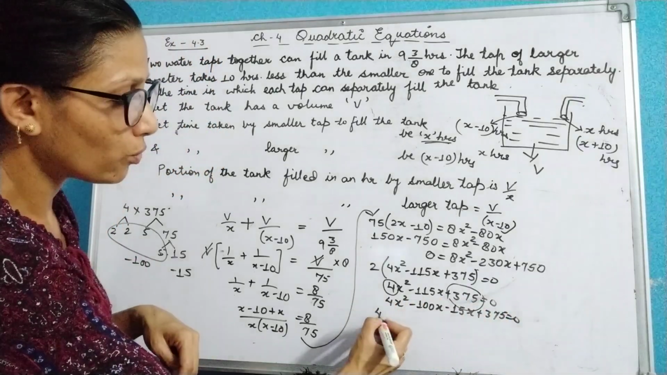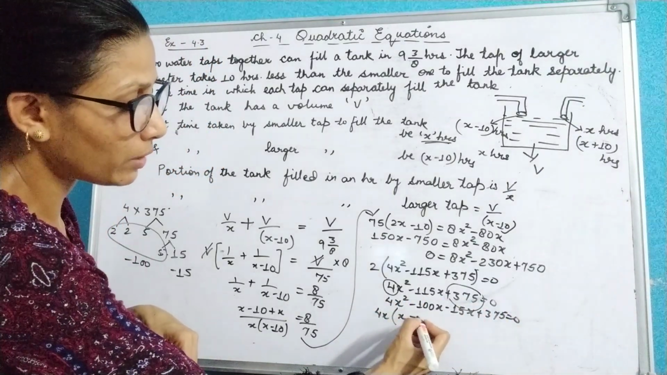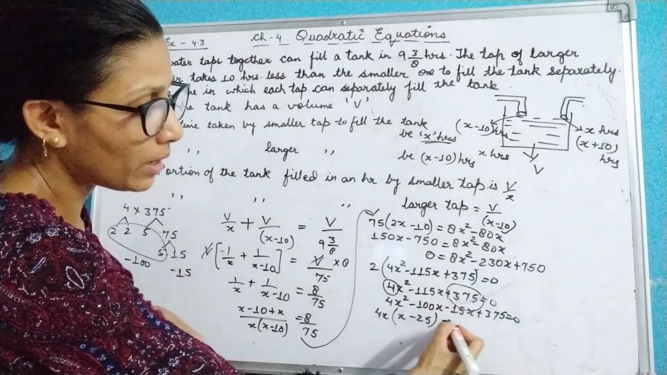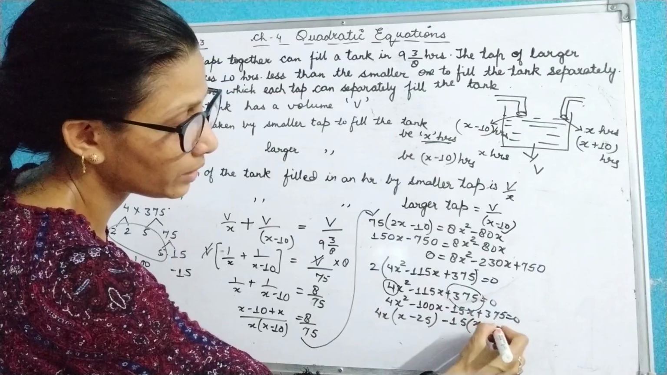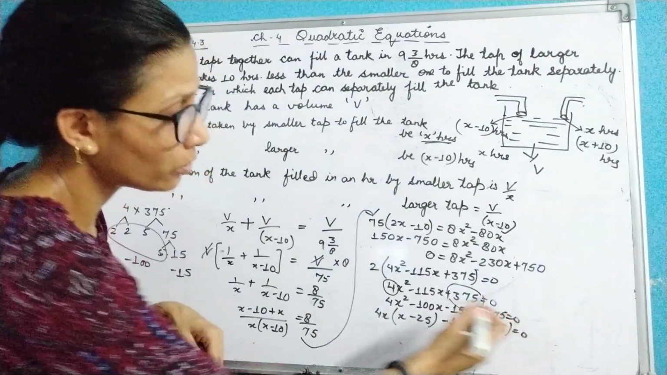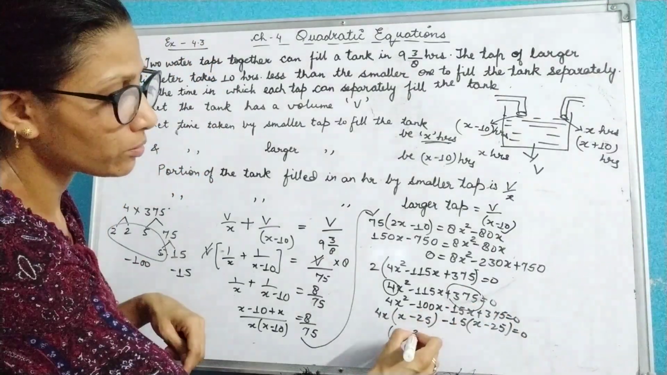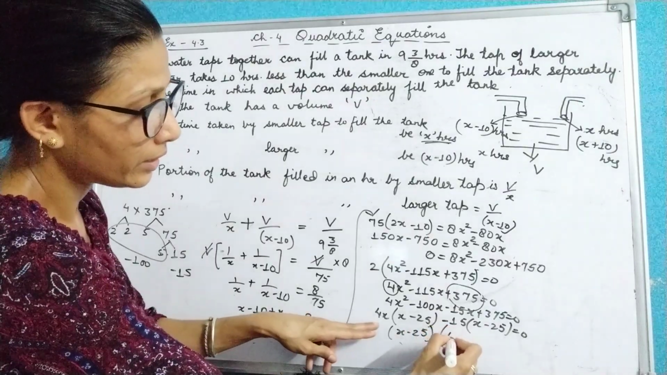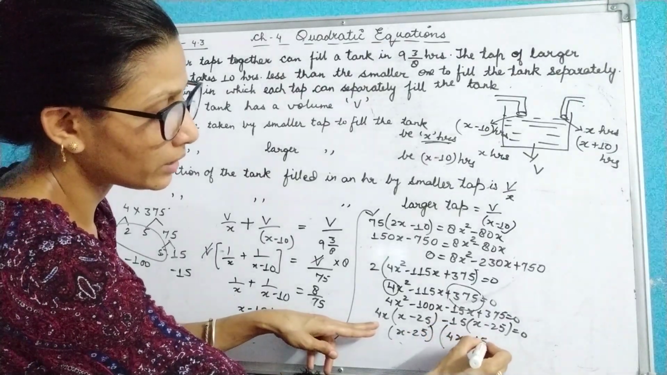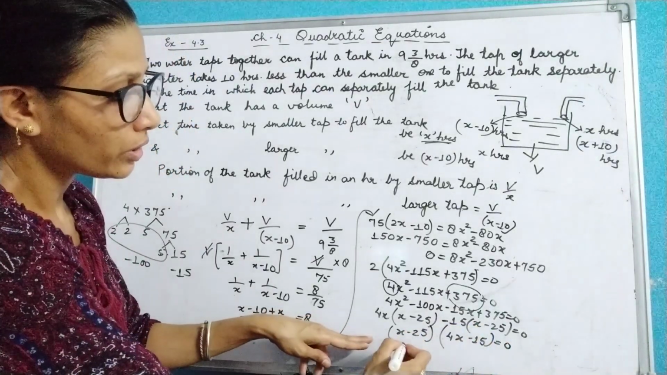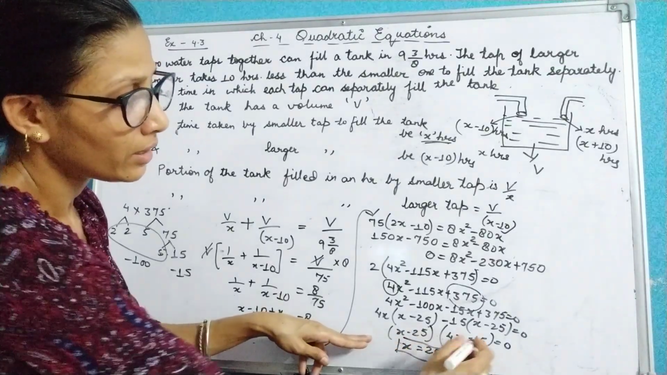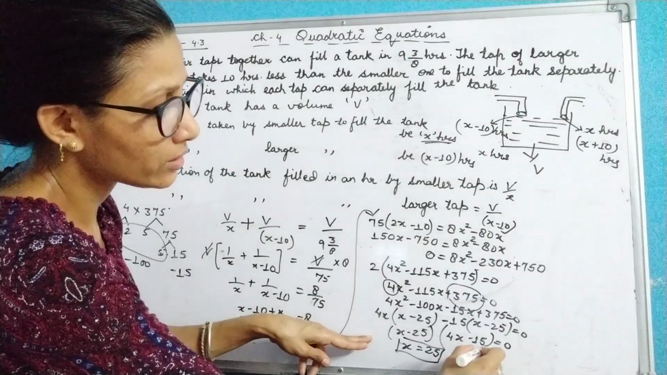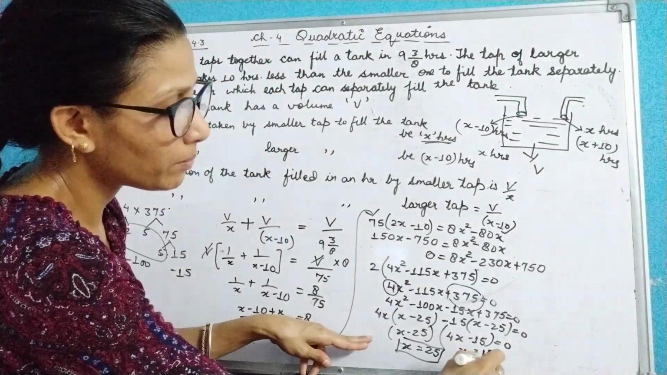I can take 4x common, so I'll be getting it as x minus 25 minus 15. I can take common from here and it will give me x minus 25 equal to 0. That means again I can take x minus 25 common, and here I'll be getting it as 4x minus 15 equal to 0. So here I'll get the value of x as 25, and here I'll get it as x equal to 15 by 4.